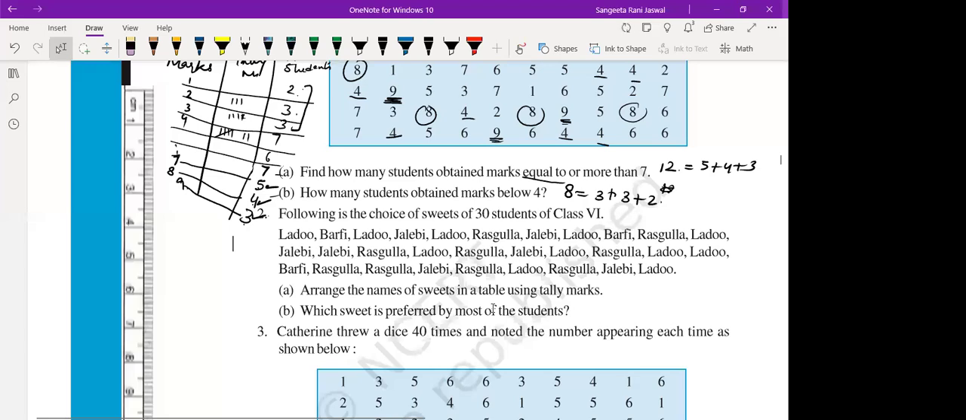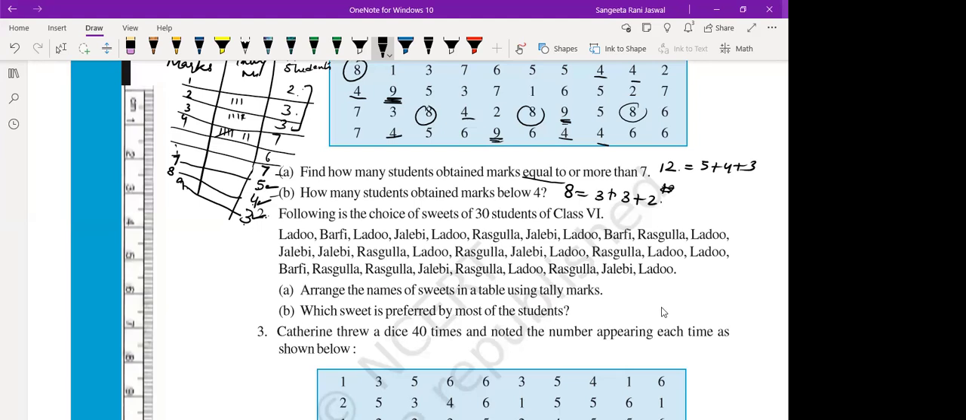Okay, children. Following is the choice of sweets of 30 students of class 6. So, sweets are given as laddu, barfi, laddu, jalebi, laddu, rasgulla, and so many sweets. Now, you have to make a data for this first. Organize the data in a tabular form. Then arrange the names of sweets in the table using tally marks. Which sweet is preferred by most of the students?